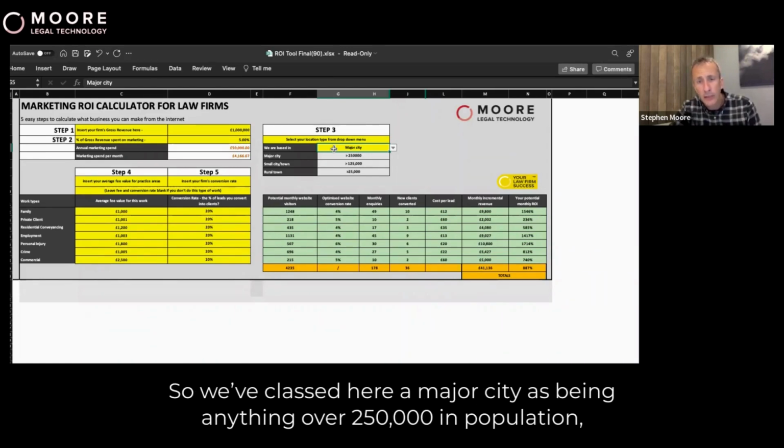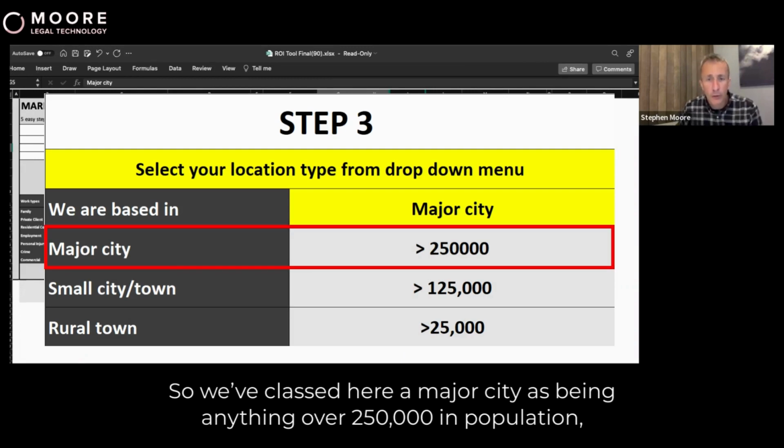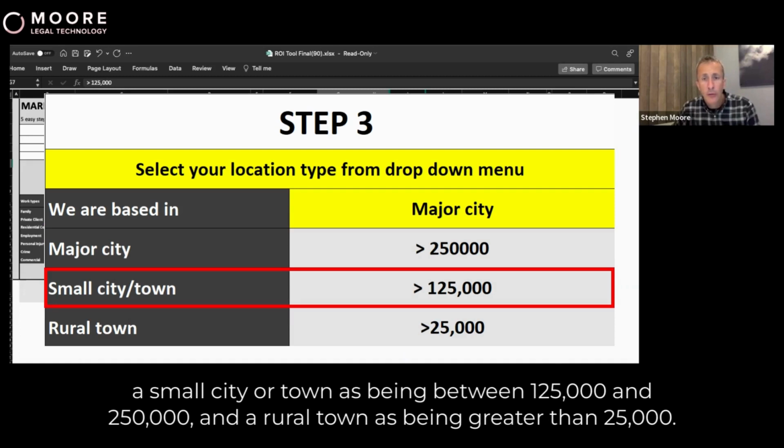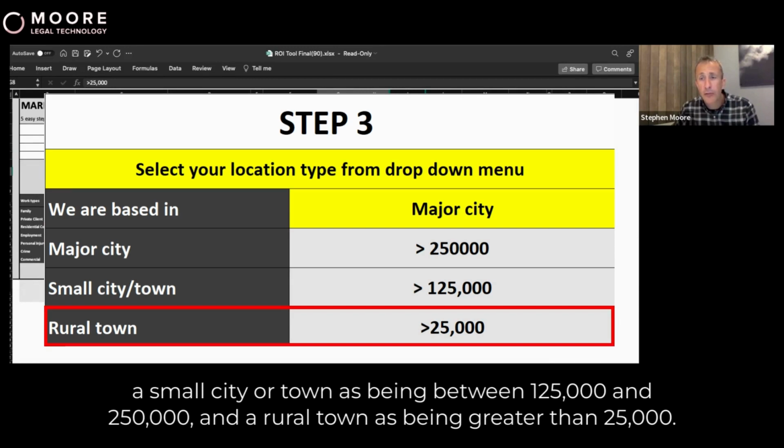So we've classed here a major city as being anything over 250,000 in population, a small city or town as being between 125,000 and 250,000, and a rural town as being less than 125,000.